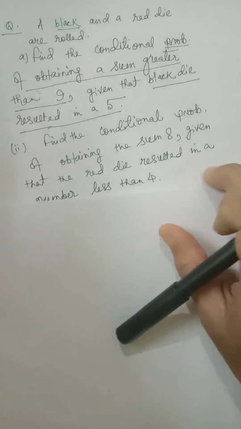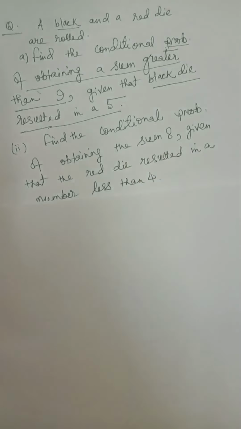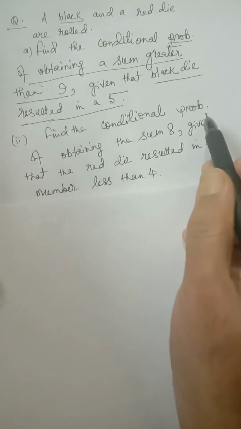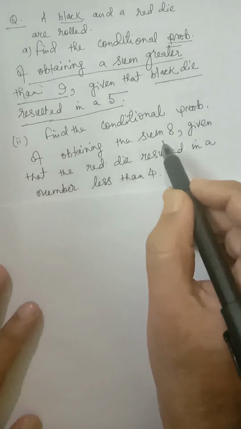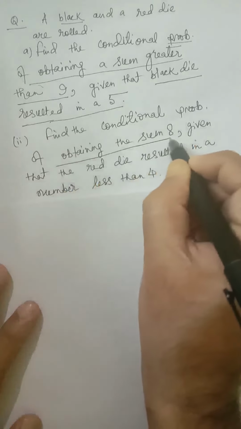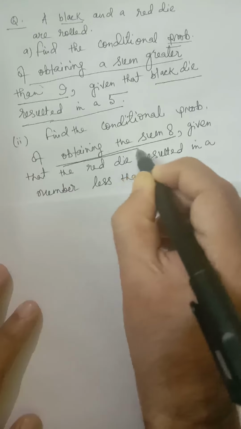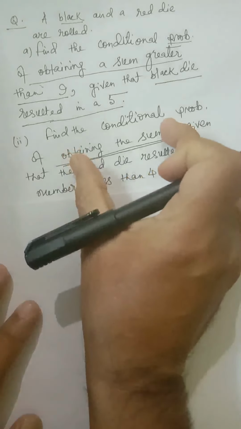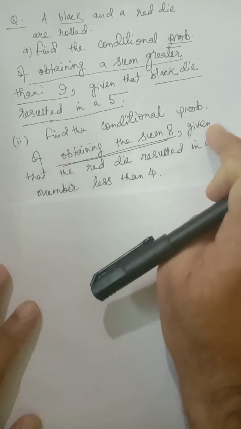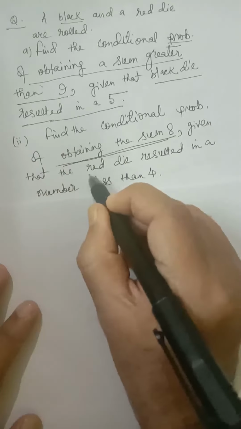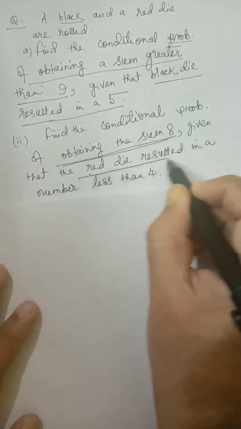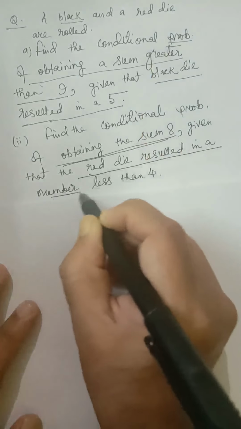Now I will solve the second part of the question. Here we have to find the conditional probability of obtaining a sum of 8. We have to find the probability of getting the sum 8. We will denote this event by A. Given that this has already happened, red die means the second die, red die resulted in a number less than 4. This is our B.